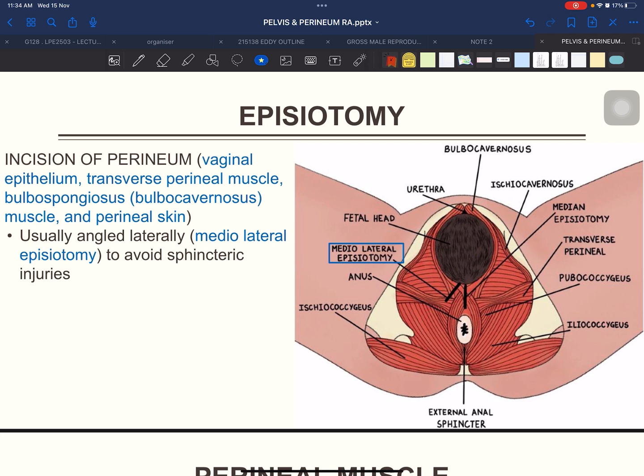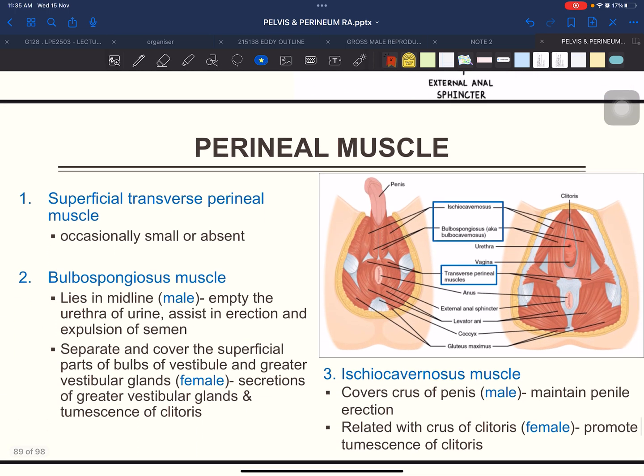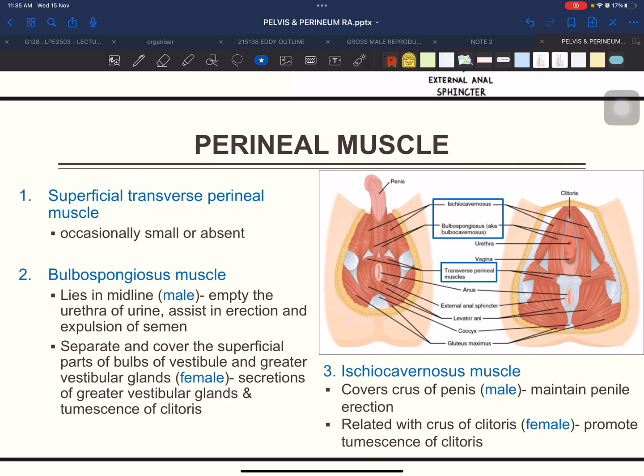Perineal muscle, superficial transverse perineal muscle: this is the superficial transverse perineal muscle, occasionally small or absent. The bulbospongiosus muscle, which some books call bulbocavernosus muscle, lies in the midline in male. It empties the urethra of urine, and assists in erection and expulsion of semen. Later in the male reproductive lecture, we will cover ejaculation. So the bulbospongiosus muscle assists ejaculation in male. This is its function. And for the female, it separates and covers the superficial parts of the bulbs of the vestibule, the bulb of the vestibule and greater vestibular gland.